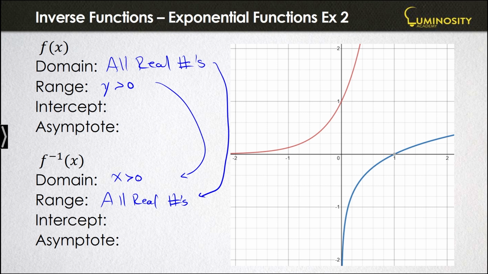And now we want to know what our intercepts are. The intercept for our original function is 0, 1. As you can see, it intercepts right over there. But for our inverse function, it is now 1, 0. And it intercepts right over there. So again, you can see all they did was swap their x's and their y's. And the asymptote for our original function is the x-axis. But for our blue function over here, which is our inverse, it's going to be the y-axis.